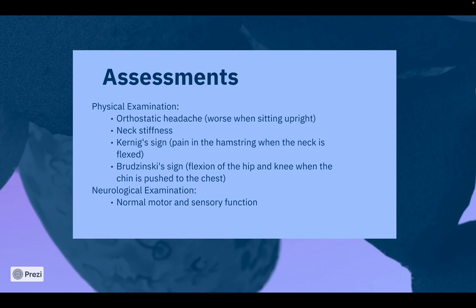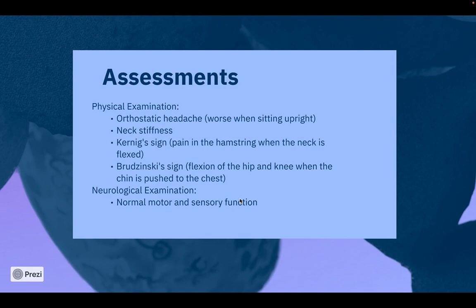And then we can talk about his normal neuro exam. Is that something that we would expect to find in a patient with a CSF leak? Well, actually, a normal neuro exam does not completely rule out a CSF leak.